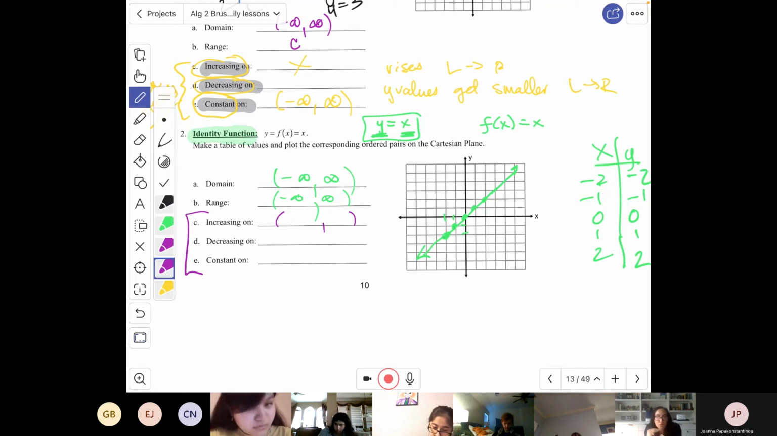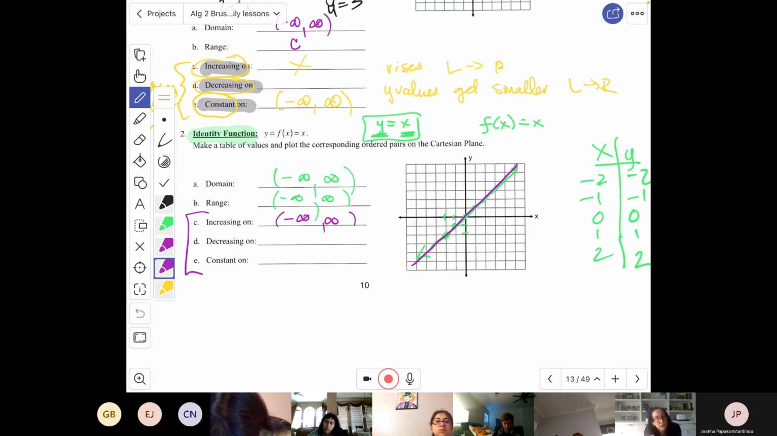In other words, it's rising left to right. Y values are increasing left to right. -infinity, infinity. Beautiful, beautiful. It's always increasing, right? As I increase my x, my y is increasing. In fact, with a slope of 1, right? A constant rate of change.